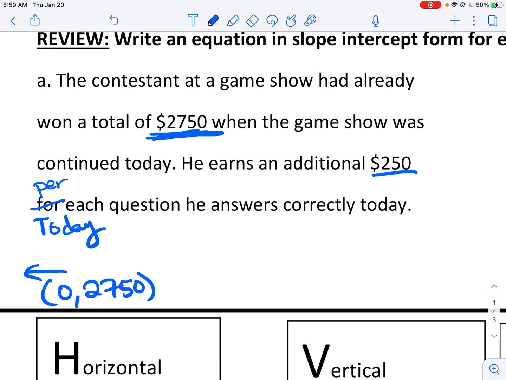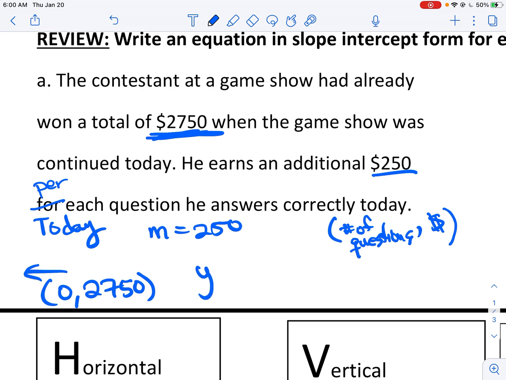$250 per each question. So that means that is our slope, $250. And if you were to define the variables, the x value would be the number of questions, and the y value for this would be the money, how much he's gotten, how much he earns. So y equals 250x plus 2,750.